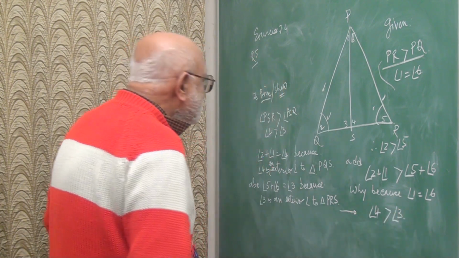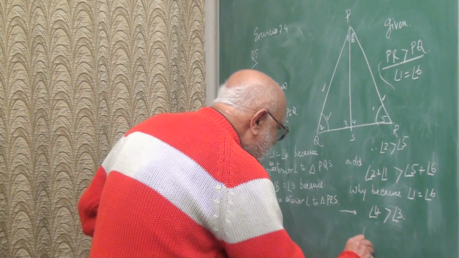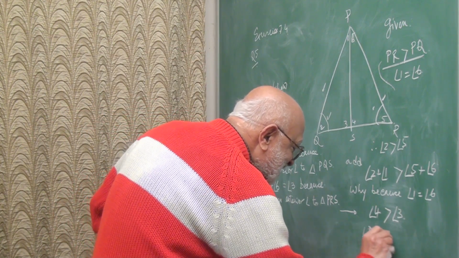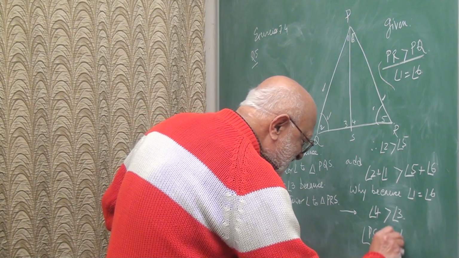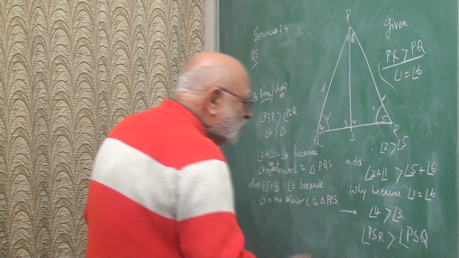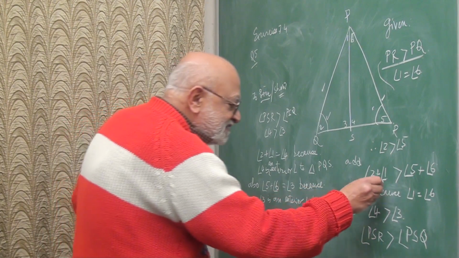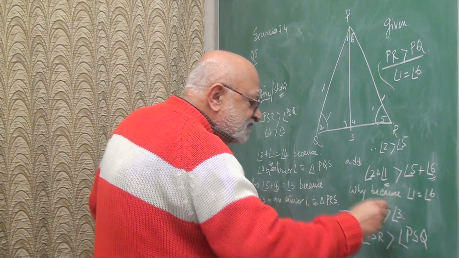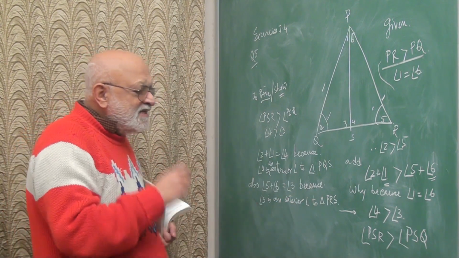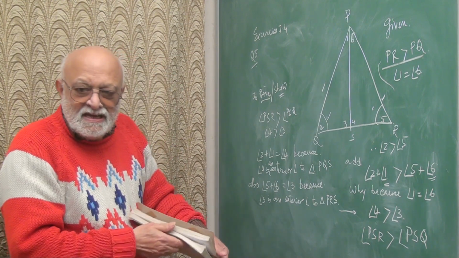What is angle 4? Therefore, angle PSR is greater than angle PSQ. So, this is straightforward and easy, and it's very interesting, this addition. This makes the whole thing compact and easy and elegant. So I think we should be able to understand it very well. Okay.